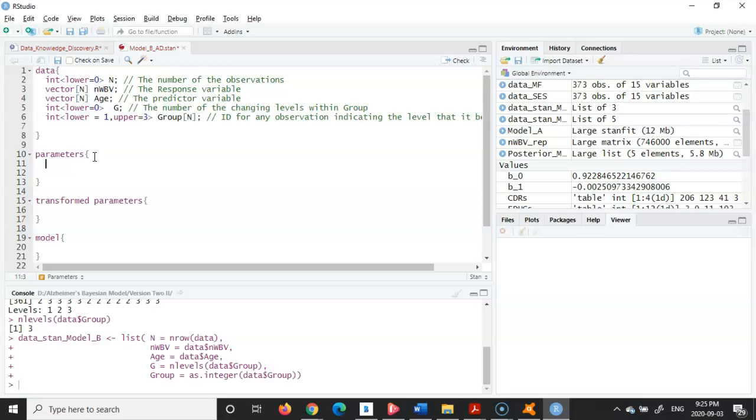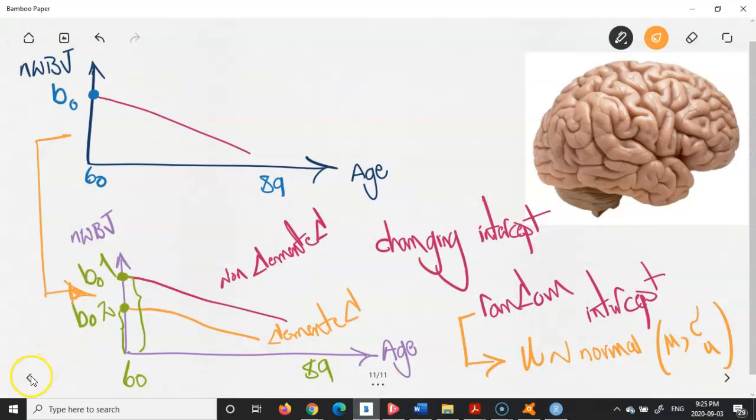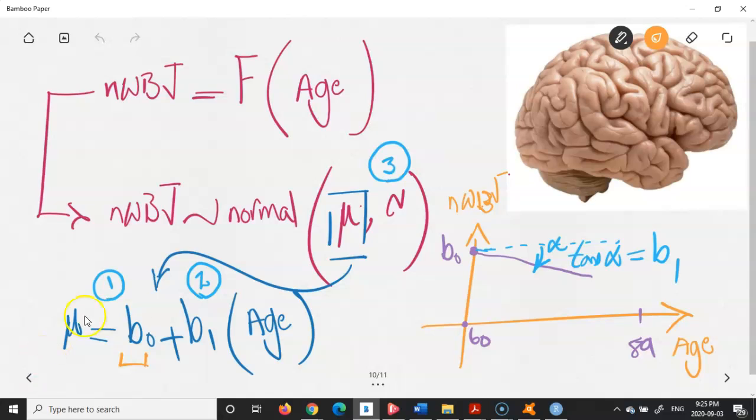Then essentially we move on to talk about the changing and random parameters in our model. The first thing that we're going to define, I'm going to go back to the previous slide. You see that on the previous slide, we said that the whole model is defined in that format. That's our master equation, that the normalized whole brain volume is a normal distribution of a mean and the sigma. Then we define the model based on the nu, either it's going to be linear or non-linear. And the sigma is always there, depending on whether we have random intercepts or random slope.